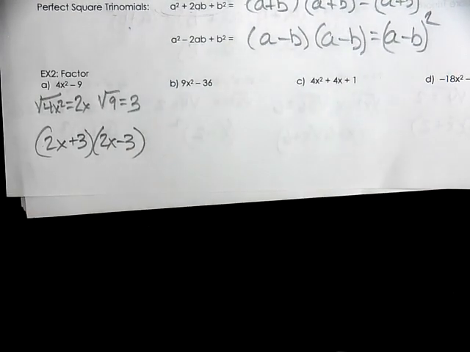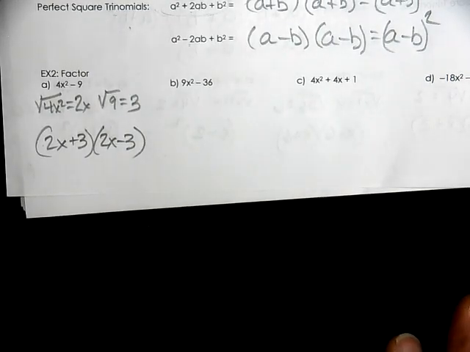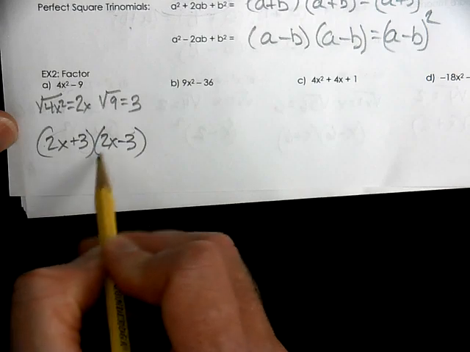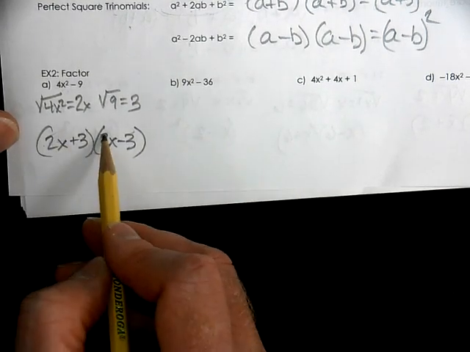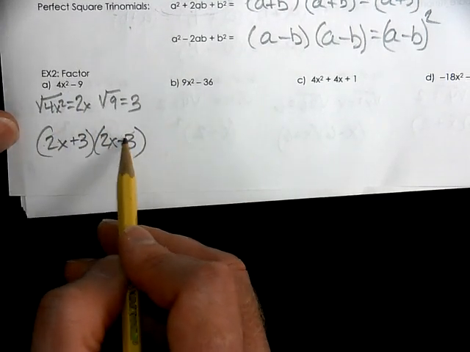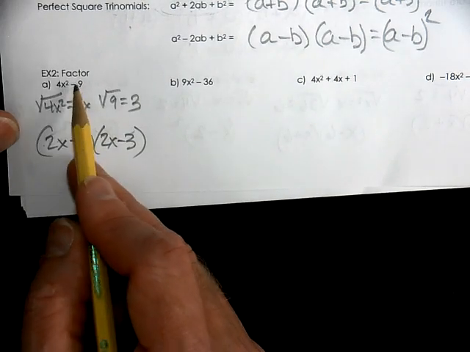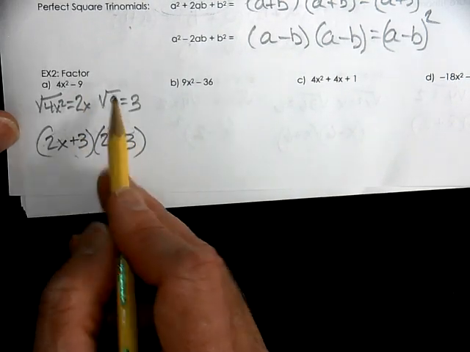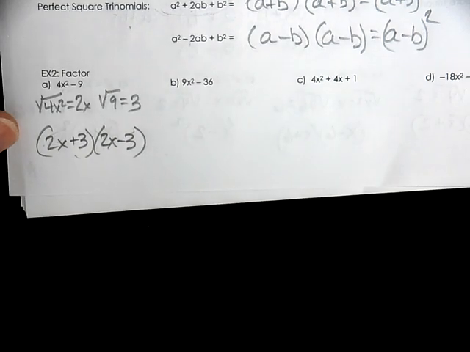And the order there doesn't matter. You can put the minus first. Doesn't matter. We factored it. You can multiply it back together, and you'll see that you get 4x squared, a negative 6, and a positive 6, which makes 0 in the middle, and 3 and 3 makes 9. So foiling it back together creates the same number.